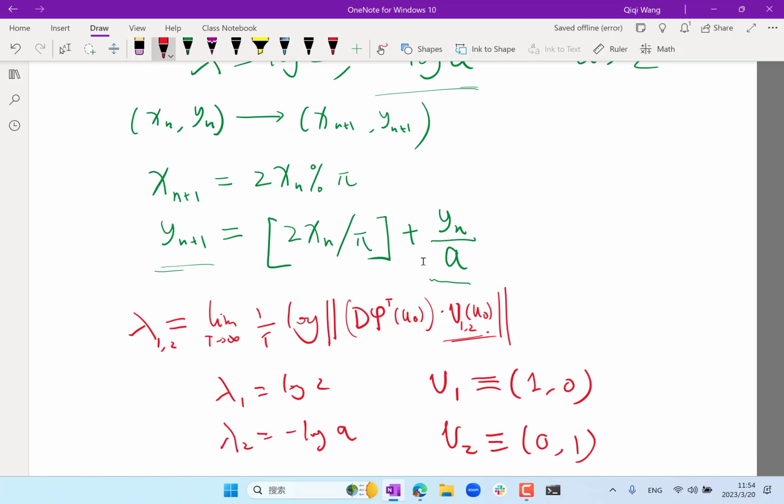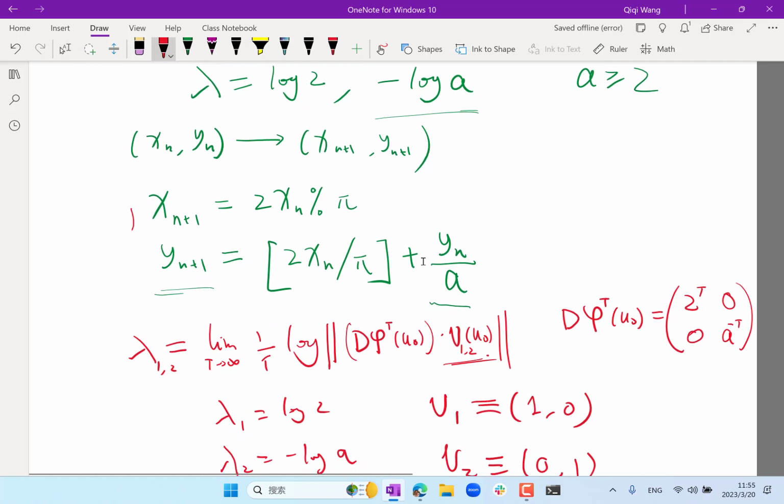And this is because what is my d phi t? The map between a small perturbation at initial time to later is going to be exactly equal to 2 to the t and a to the minus t, and there are no off-diagonal terms. You can basically just take this map and differentiate it with respect to x n and y n. You are going to get that.